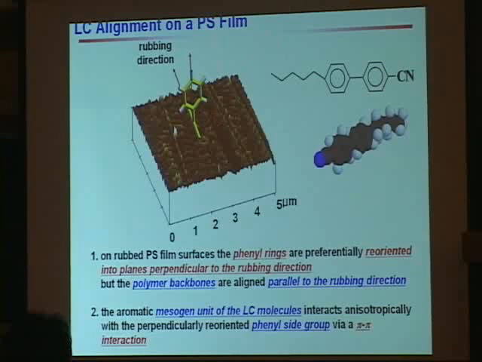phenyl rings are reoriented in the plane perpendicular to the rubbing direction, and the polymer chain is aligned along the rubbing direction. And the 5CB liquid crystal is aligned using the pi-pi interaction between this phenyl ring and the mesogenic unit of the 5CB.